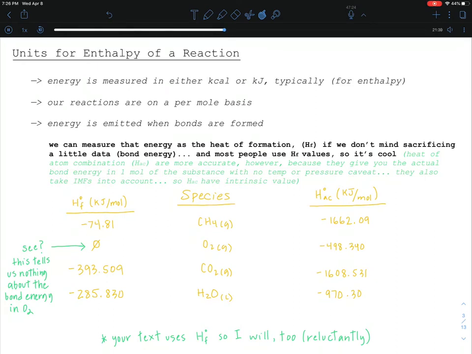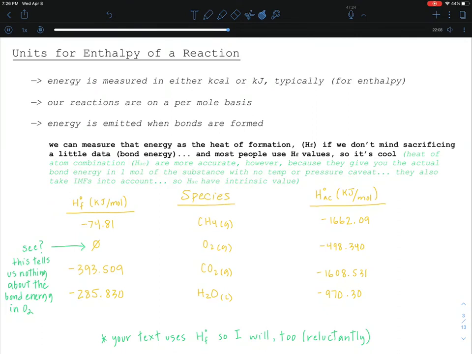There's another way of looking at this and saying, if I take 2 moles of oxygen atoms in the gas phase and allow them to come together and form molecular oxygen, O2, in the gas phase, we can measure the amount of energy or the heat that's put out by that reaction. There actually is a value, negative 498.340 kilojoules per mole of reaction. Your book uses heats of formation, so I will too.